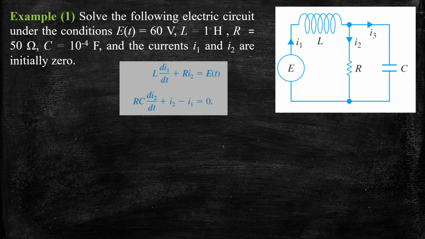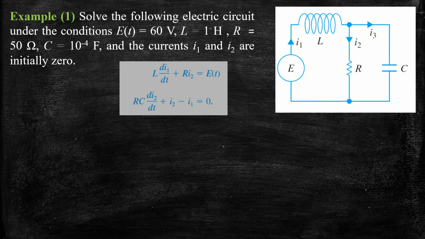We have here these two loops, and we have a source E, and a coil L. We have a resistor and capacitor in parallel, and this combination is in series with the coil. It's required to solve the following circuit. Solving this circuit means finding the values of I1, I2, I3.